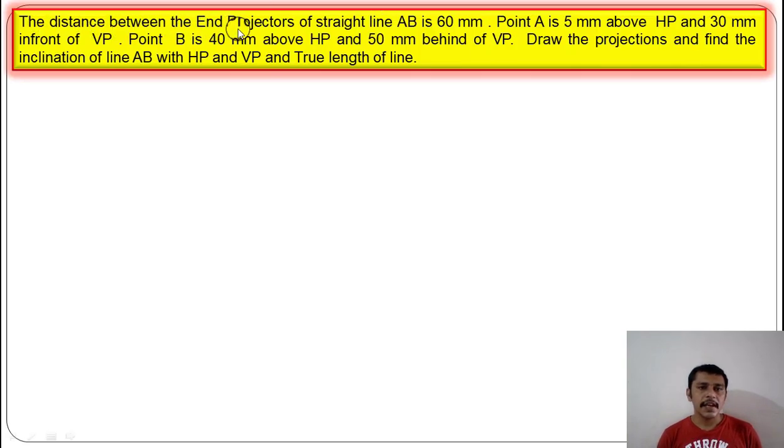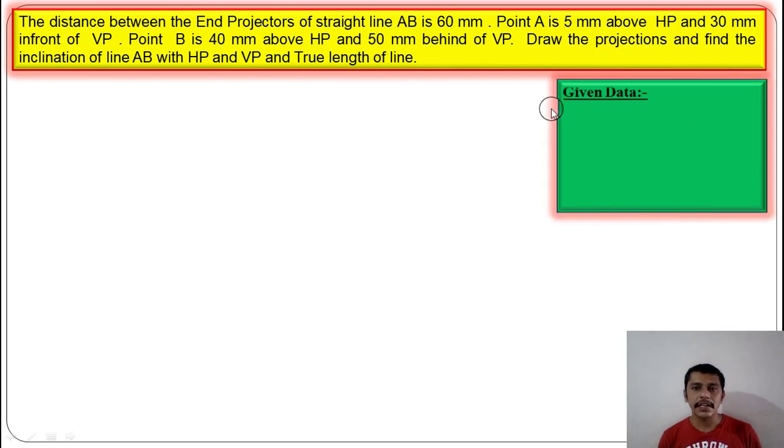The distance between the end projectors of straight line AB is 60 mm. Point A is 5 mm above HP, 30 mm in front of VP. Point B is 40 mm above HP, 50 mm behind VP. Draw the projection and find the inclination of the line AB with HP and VP and true length of the line. So let us recall the given data.